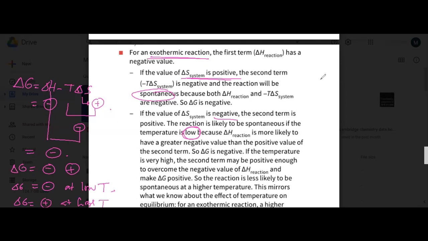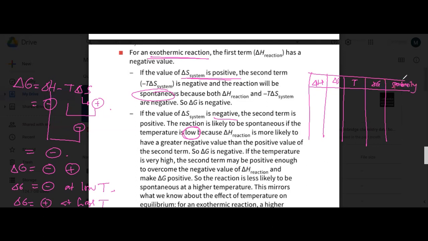So now I'd like you to make a table to show the relationship between delta H, delta S, temperature, delta G, and spontaneity. Yeah, the table will be like this. Now we want to look at the exothermic reaction. Let's say I have a negative value of delta H with a positive value of delta S, and then at low temperature.